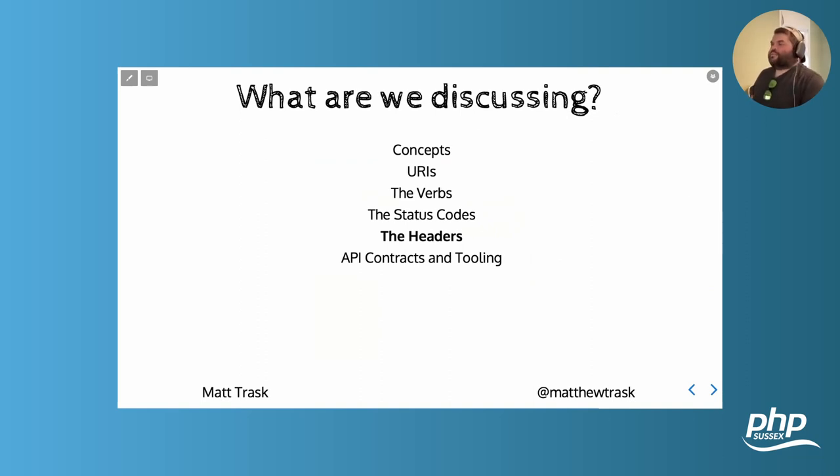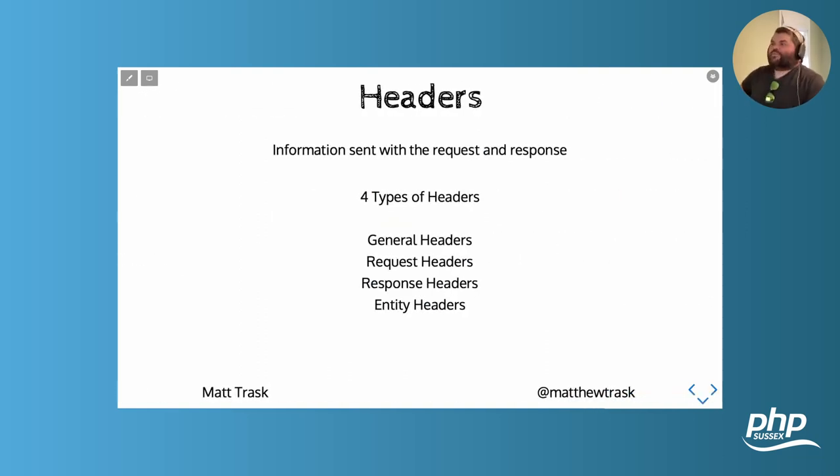Whew. All right, so the headers. There are four types of headers: general headers, request headers, response headers, and entity headers. This is really how you give meta information about your requests and your responses.